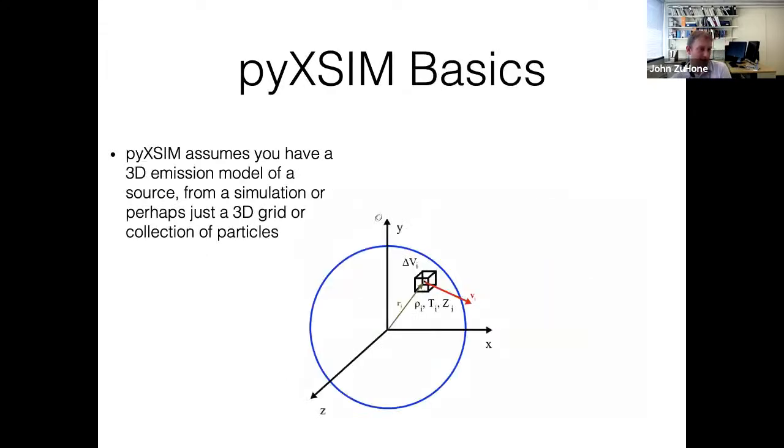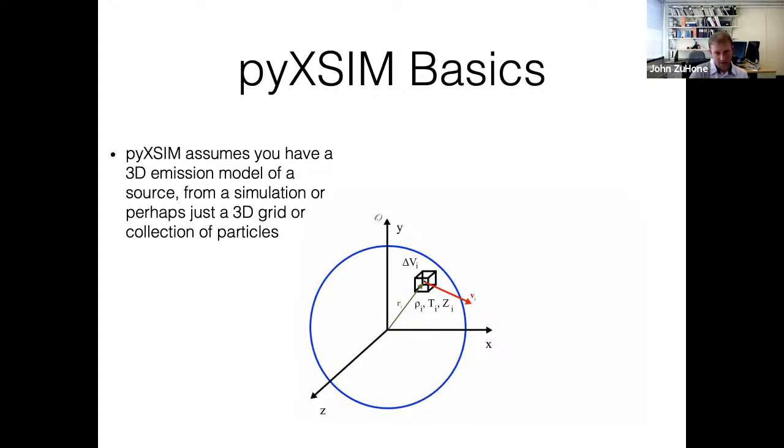So pyXSIM basically assumes you have a 3D emission model of the source from a simulation, or perhaps a 3D grid or collection of particles. So you see a little volume element, delta V_i there. That could be a grid cell, or that could be an SPH particle if you prefer Lagrangian simulations. And it has a position, and it has a velocity, and it perhaps has some thermodynamic components like rho, T, and metallicity, or maybe it's a source that emits a power law spectrum, so there would be different parameters there.